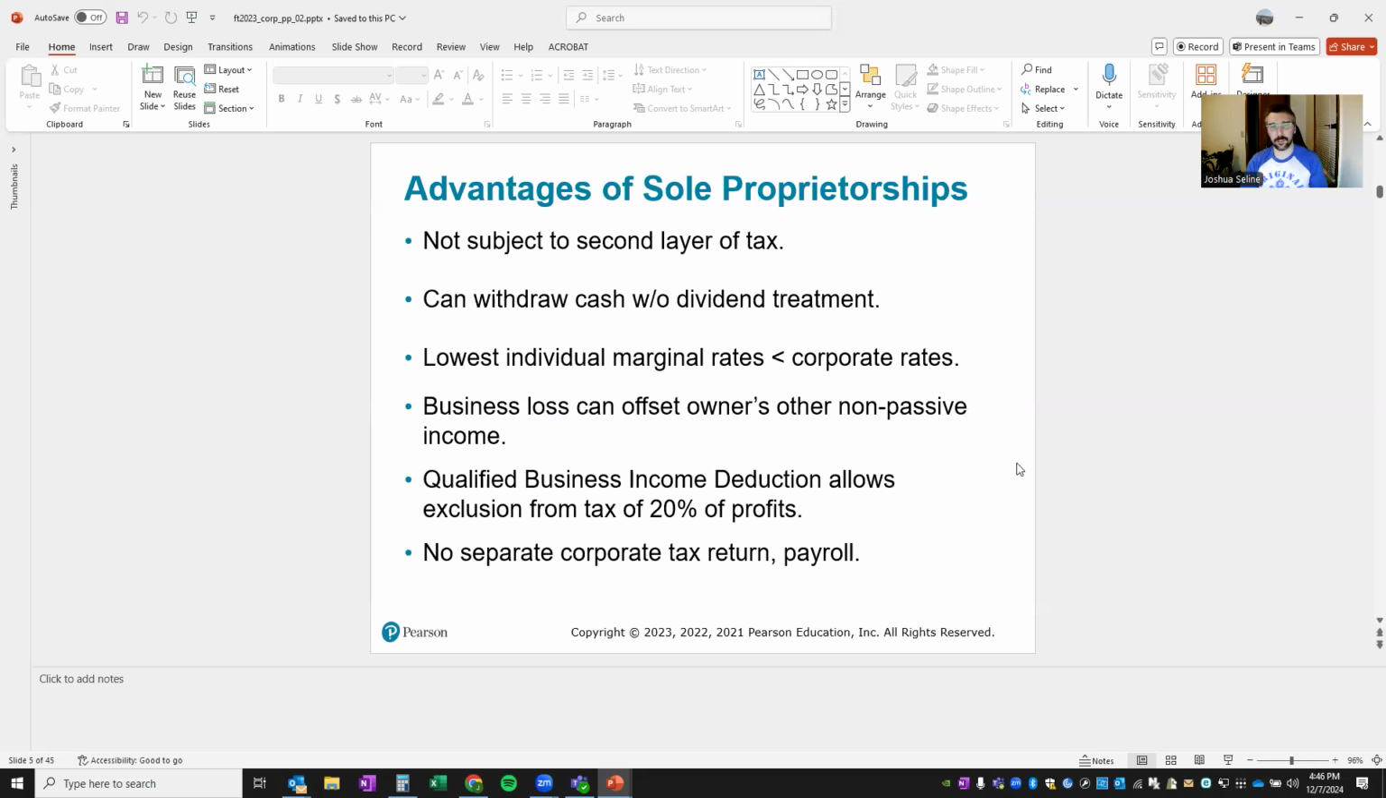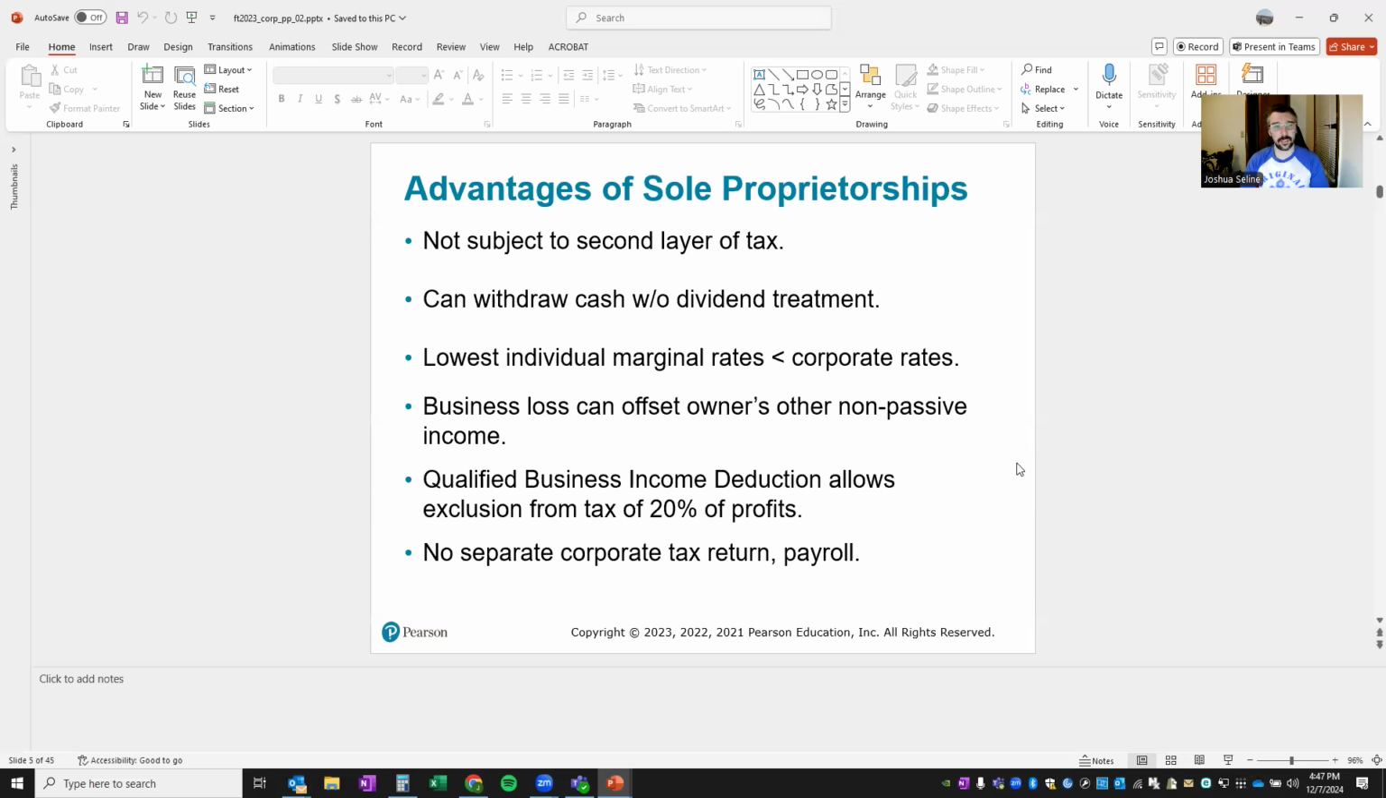So advantages of sole proprietorships, Schedule Cs, we've kind of covered some of this. You're not subject to a second layer of tax, meaning there's no double taxation that occurs on C corporations where they distribute dividends. Can withdraw cash without dividend treatment. Lowest individual marginal rates are less than the corporate rates. Right now, the corporate tax rate is 21%. There's discussion from Trump about reducing that to 15%, which I'll get into a little bit later here.